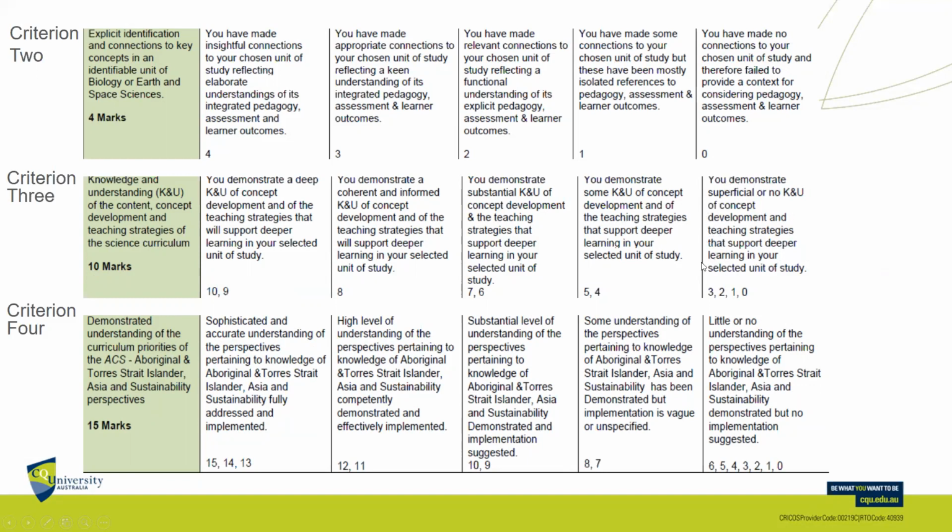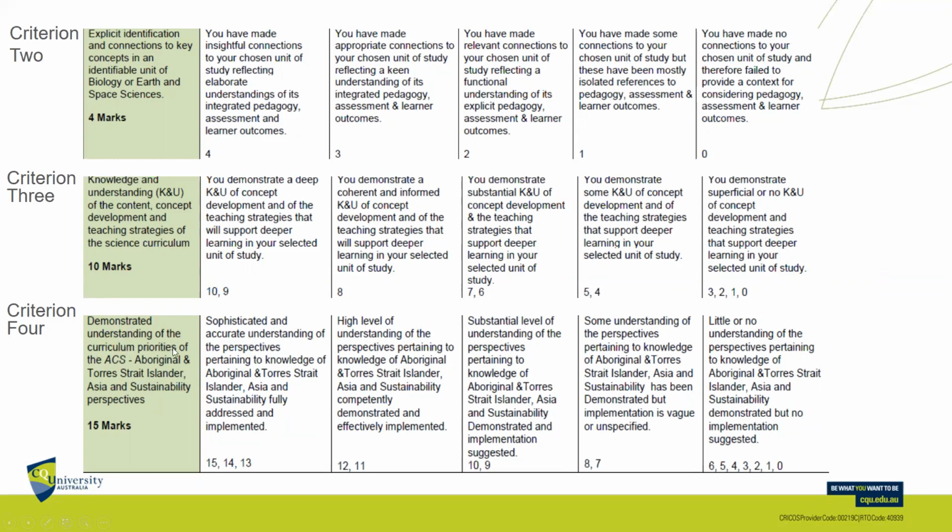Now, if you're struggling with any of these criteria, if you're not sure what they mean, now is the time to start jumping on the forum and asking this. Okay, so chances are if you're doing criterion 1 and 2 at a high level, this one would also naturally follow. You demonstrated deep knowledge and understanding because you're doing this one and this one quite well. Okay, coherent and informed. That's a pretty good outcome as well. Okay, right down to here, for instance, substantial knowledge and understanding. So you may know a lot about science, but perhaps you're not making the relevant connections. You're not utilising the pedagogy. You're not bringing them to life.